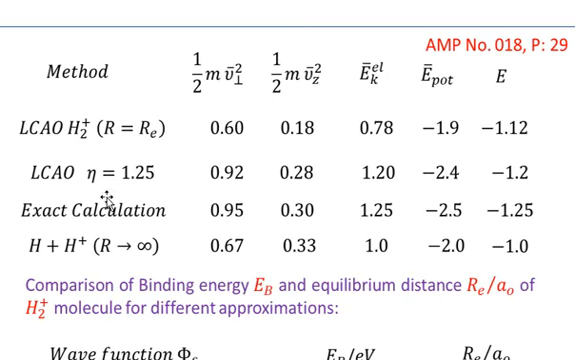So you can assume that the LCAO with eta equal to 1.25 is a value that is close to the exact value. It means that the LCAO method with eta equal to 1.25 gives you results which are close to the exact calculations.